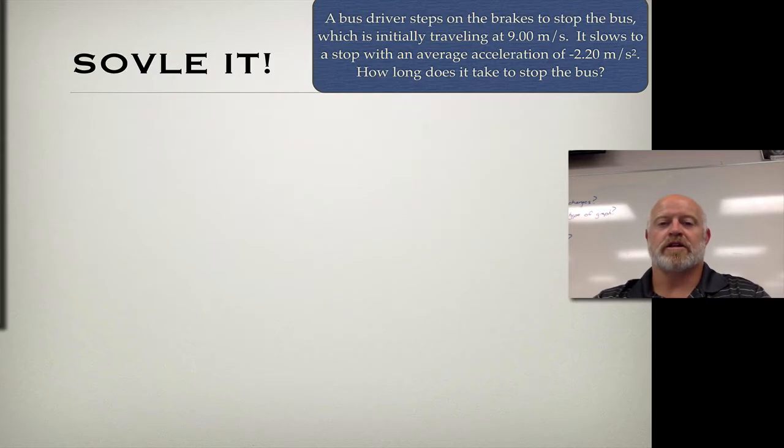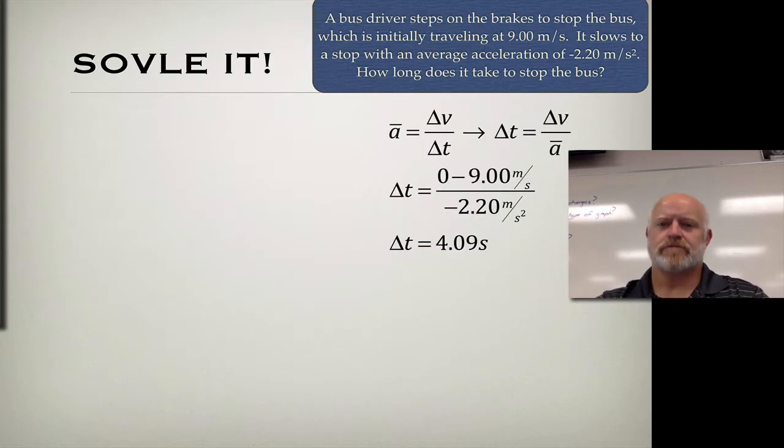All right, so let's take a look at the actual answer then. If we take negative 9 divided by negative 2.20, we get 4.09 seconds. We're looking at 3 significant figures because there are 3 here and 3 here, so the answer should have 3 in it. We have a negative divided by a negative, so it ends up being positive. Time always has to be positive.